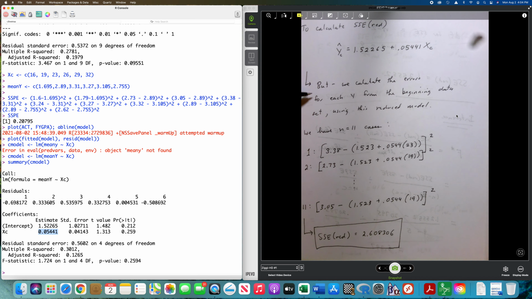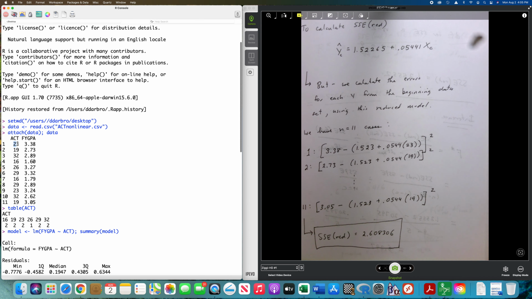We calculate the errors for each y from the beginning data set using the reduced model. So anyway, that's a mistake that I almost made. So we're going to have 11 cases instead of just 6 using the means. So we will dive into the very first case, which has an x value of 23, right? An observed value of 3.38.